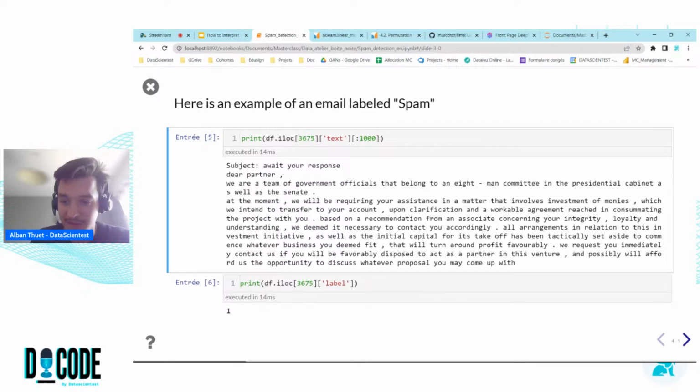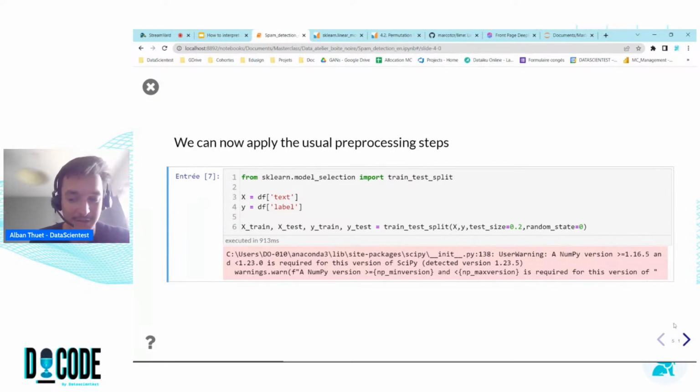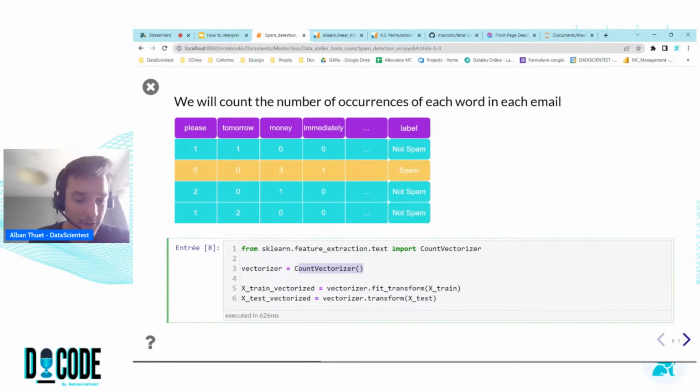The team of government officials request you immediately to contact them, to be favorably disposed, and they would like to transfer money to your account. So this is obviously a spam. Here we just split the data set in two, and then we use the CountVectorizer, which gives me a data set looking just like that. For each row, I have the number of occurrences of each word in my vocabulary: here, please, tomorrow, money. For this row, I know that the word please appears once, the word tomorrow once, the word money 0 times. And for the spams, it works pretty much the same way.